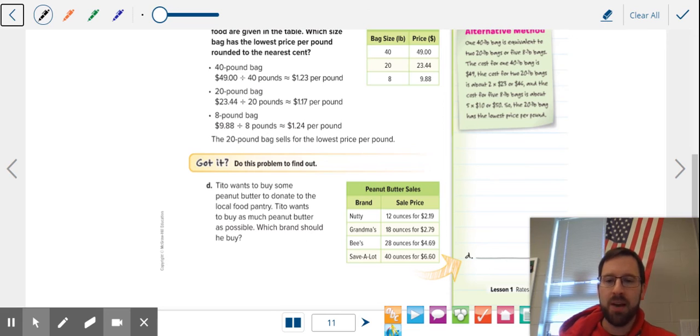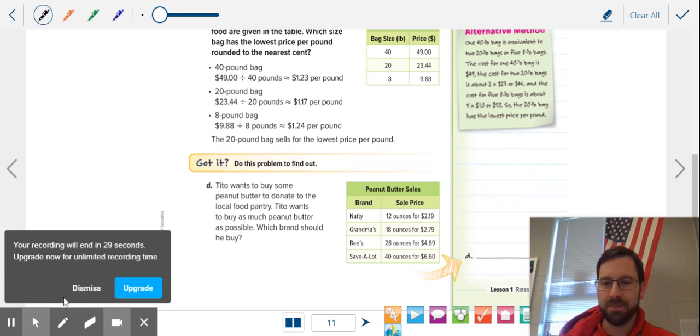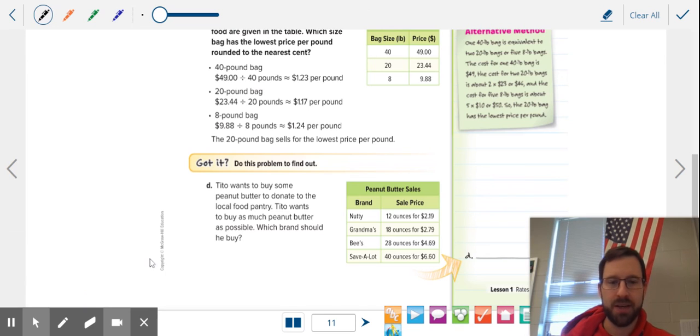All right. Now, when we have word problems, you always want to make sure you understand what the word problem says. In this case, Tito wants to buy some peanut butter to donate to a local food pantry. Tito wants to buy as much peanut butter as possible. So he's looking to basically buy the cheapest brand of peanut butter. Okay. Which brand should he buy? So what we're going to do is calculate. We're going to divide the price by the ounces.